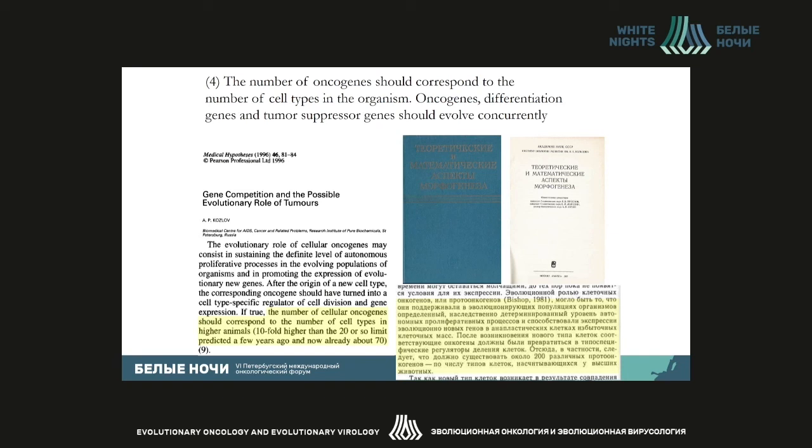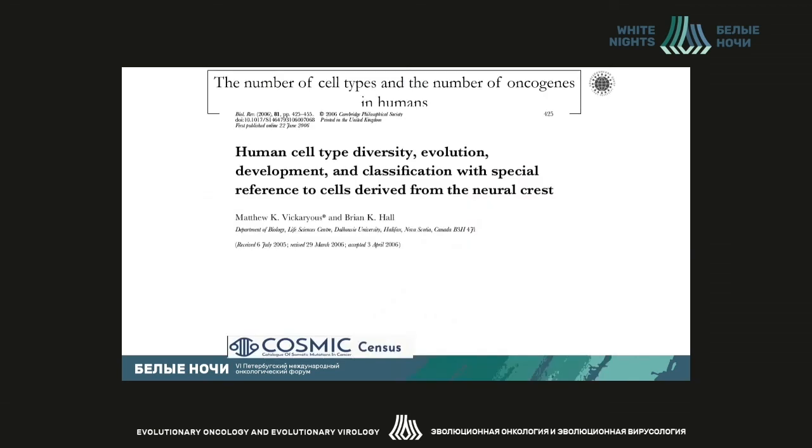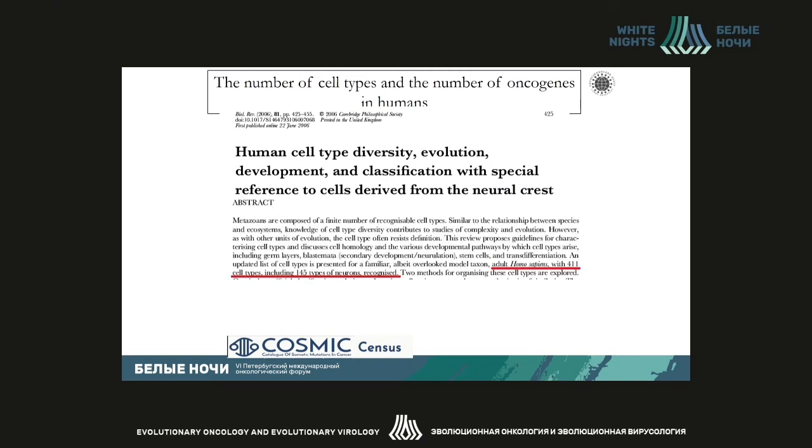One more point, the last prediction. Let's look. In this book, theoretical and mathematical aspects of morphogenesis, published in 1987, only 12 oncogenes were known at that time. It was predicted that the number of oncogenes should approximately match the number of cell types of a human being. Time passed. The number of cell types of a human was studied.